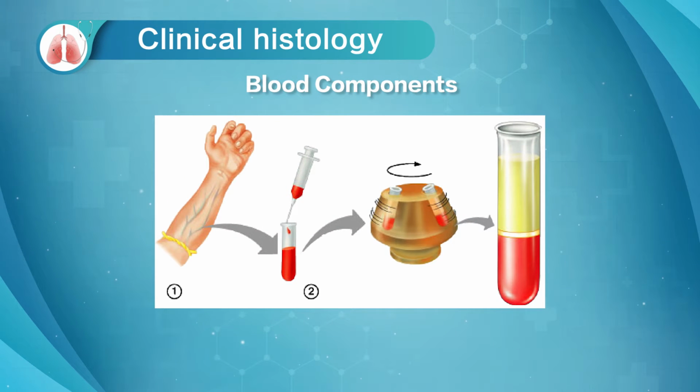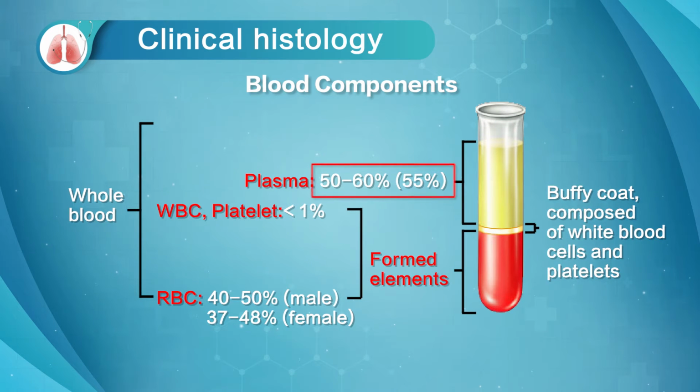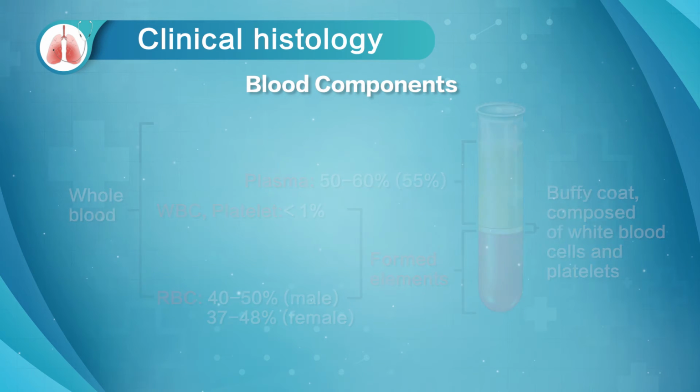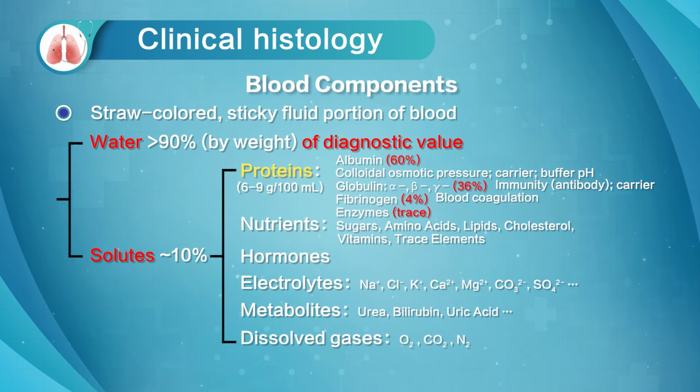From our fundamental studies, we know that human blood is composed of around 55% plasma and 45% cellular components. Plasma is a straw-colored, sticky fluid. More than 90% is water, and solutes include proteins, nutrients, hormones, electrolytes, metabolites, and so on.